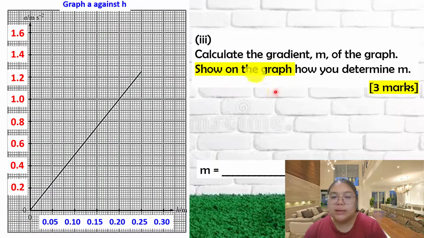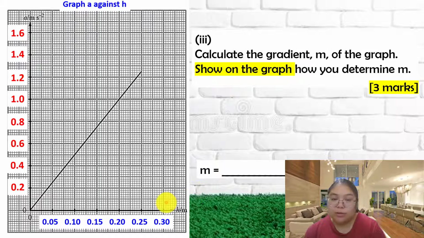The next question you can see here, gradient. Calculate the gradient of the graph, show on the graph. Show triangle, 1 mark, and your triangle must be big enough. Remember, just now I told you 4 times 4 square box. After that, you show the graph already, you must show calculation. After calculation, you got a value, is it? The value must have the unit.